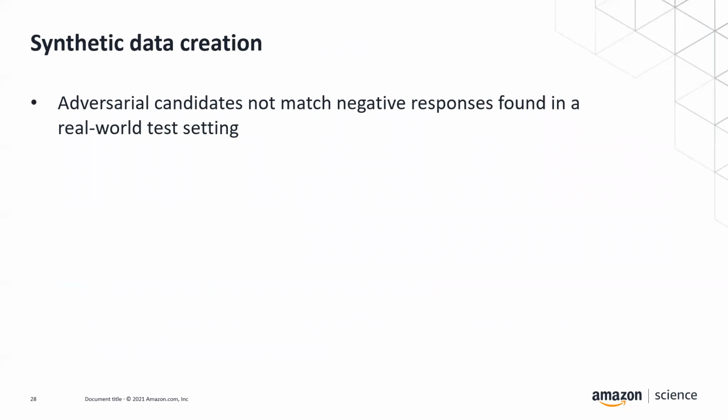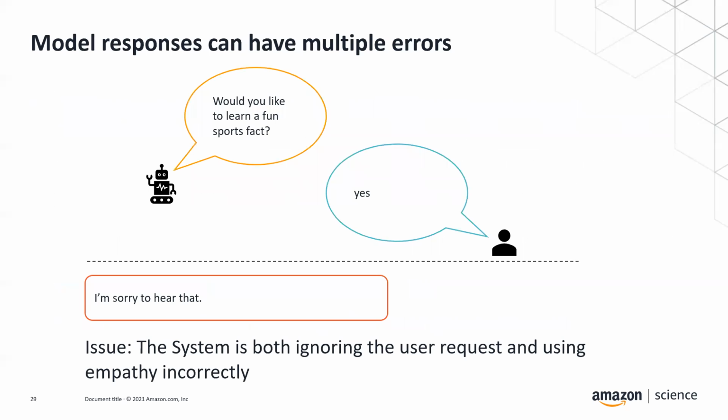One of the reasons why the synthetic data creation could not be as good is that these adversarial candidates, the negative responses that are created, may not actually match the real world test setting. So a lot of the model responses that you can see, they may have multiple errors, but adversarial candidates that are generated may only have a single error within them.